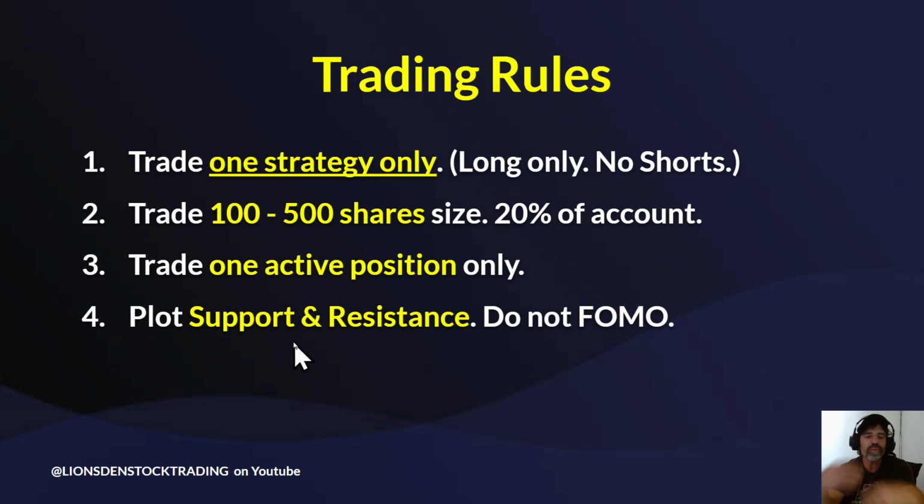Number 4, plot support and resistance and use your technical indicators. This is to prevent you from FOMOing in. If you try to get in after a stock has spiked, you get FOMO, you get fear of missing out, and you're making an emotional trade. The way to combat those types of impulsive emotional trades is by doing your technical analysis, plotting your support and resistance line, and don't enter until it hits that support, until you have a good base of support.